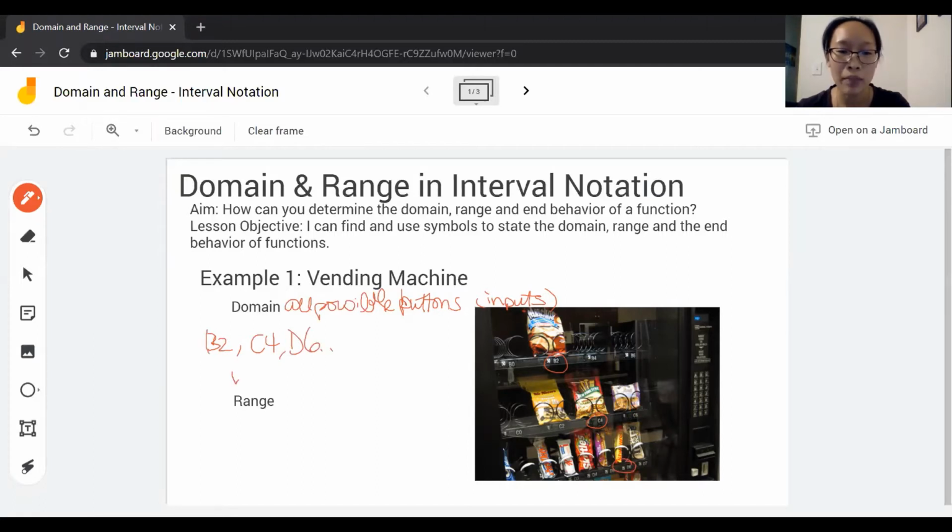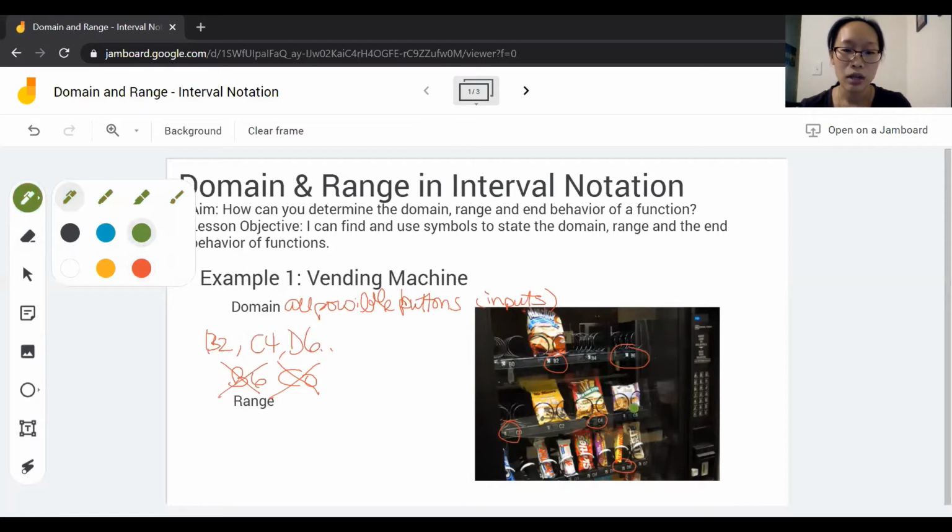But what about B6? Is that in our domain? Well, it's a button, but it doesn't give me any snacks. So no, it's not in the domain. And neither is C0 because that doesn't give us any snacks either. So you can have empty rows in the vending machine, that's allowed, but the domain is all the ones that give you snacks, or all the inputs that give you outputs.